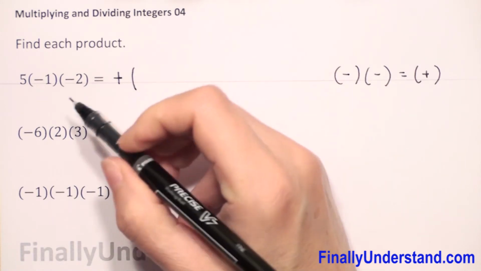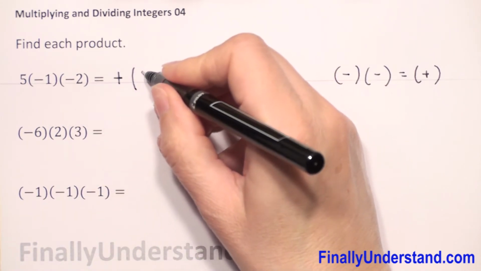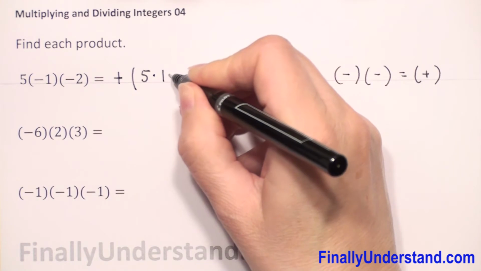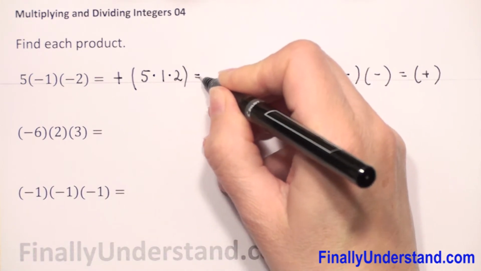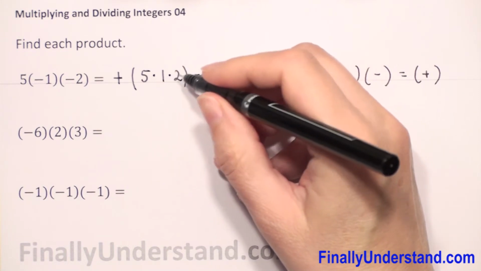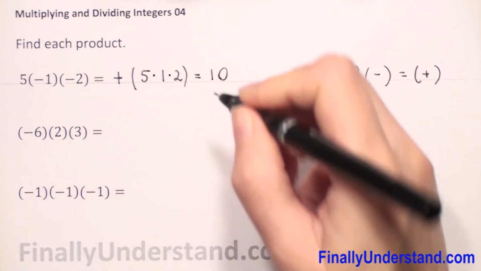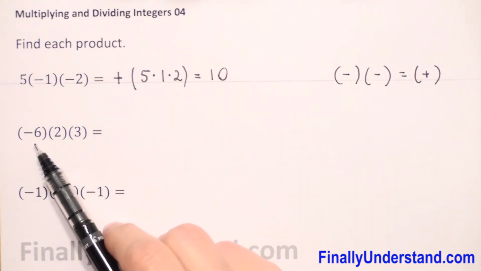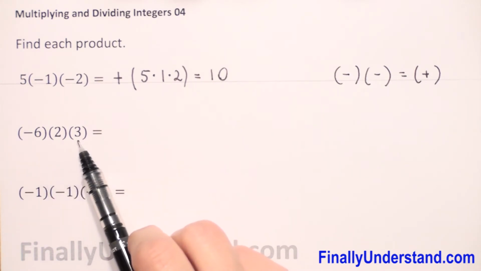And now I have to just multiply these three numbers. We have 5 times 1 times 2. So this is equal, positive sign we don't have to write, 5 times 1 times 2 is 10. Next example, we have -6 times 2 times 3.